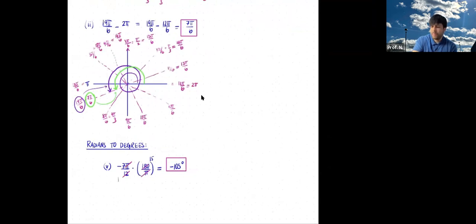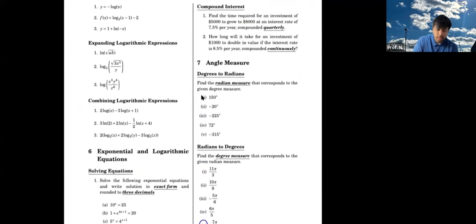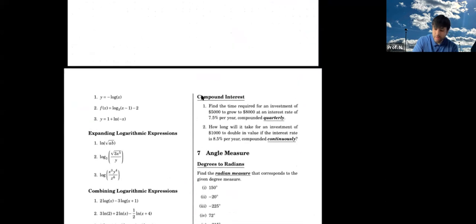Okay, anything else? So is that good, angle measure?